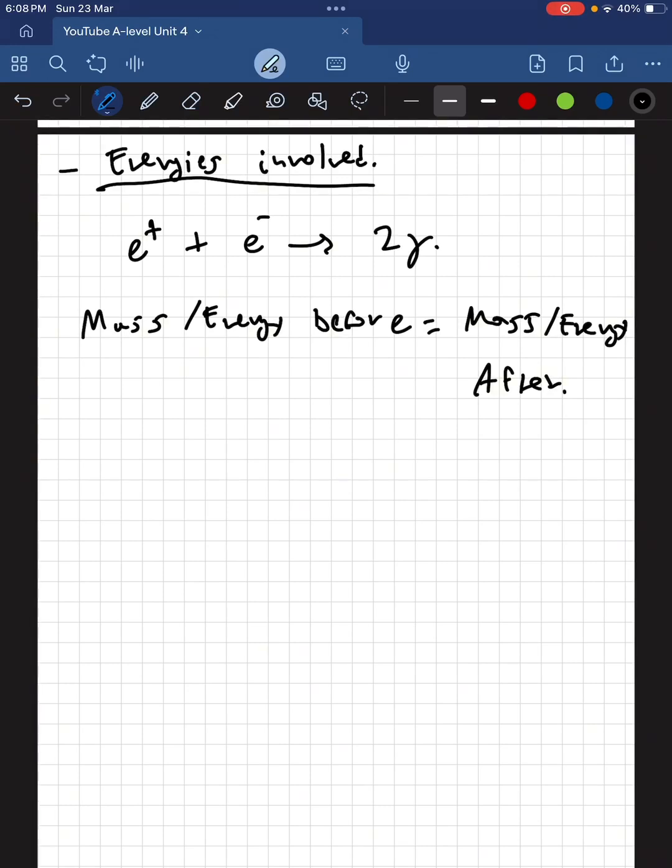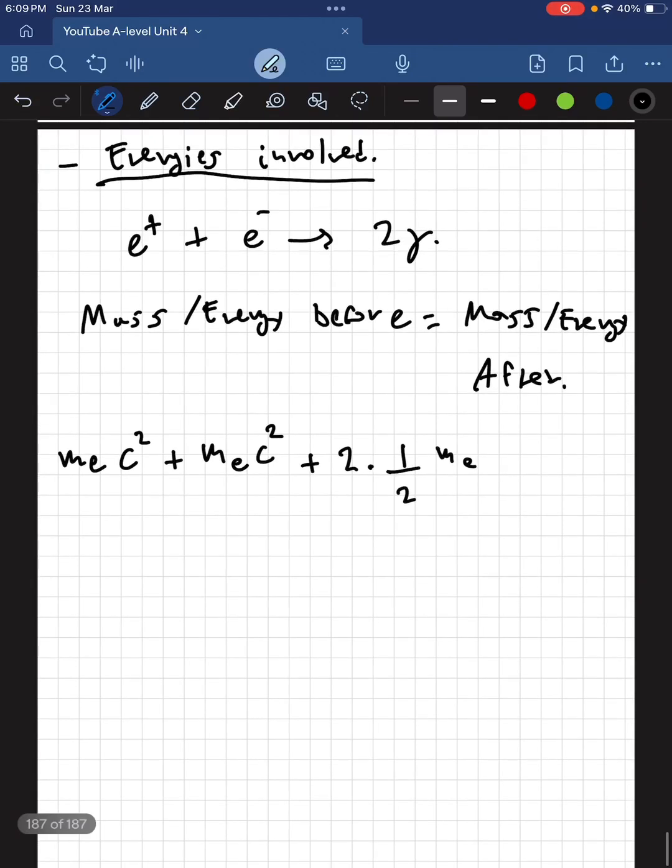So how much energy do I have before? Since mass corresponds to energy, I have the mass of one electron times c squared plus the mass of the positron, which is the same as the mass of the electron, times c squared. So this is the rest mass, as it's called, because that's the energy a body has when it's not moving. What other energies are involved? Plus 2 times the kinetic energy of these two particles, right? So 1/2 mv squared. We can use this.